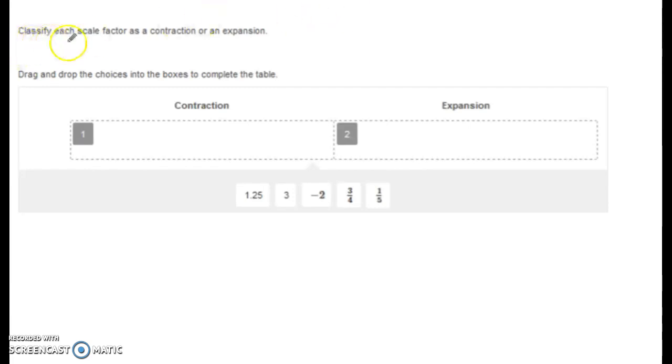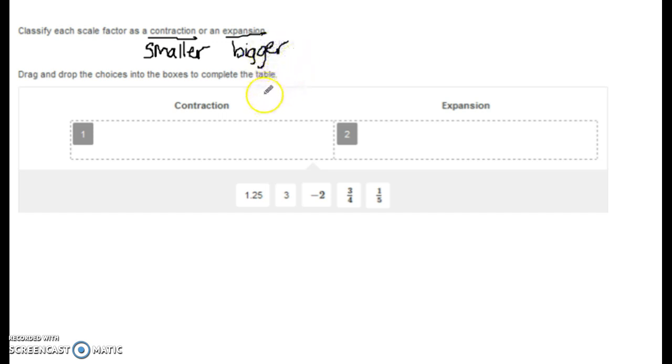Alright, classify each scale factor as a contraction or an expansion. So first you need to know what these words mean. A contraction is making it smaller, and an expansion is making it bigger.